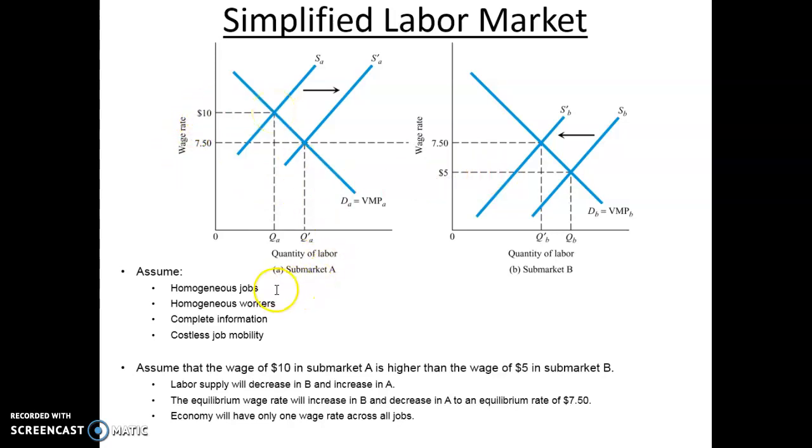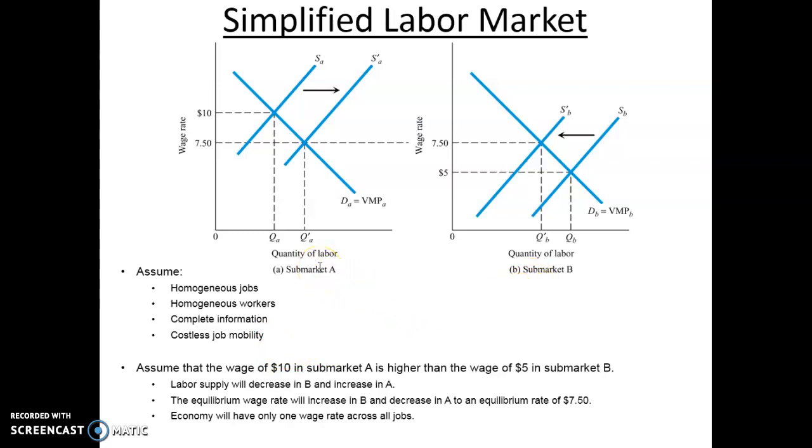If the workers are identical in both markets and the jobs are identical in both markets, then the workers in submarket B are going to be seeing the workers in job market A making more. These workers here are going to look at the $5 they're making and say, why don't we go over here and make 10? By the way, that's complete information. The fact that these workers over here making $5 know that there's a market over here that pays $10. That information is available, so they can now act on that. And if job mobility is costless, then they will transition from B to A.